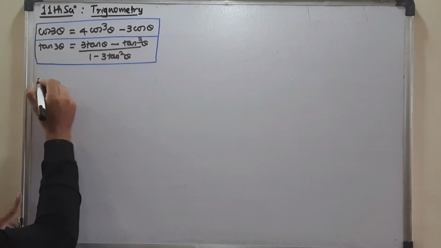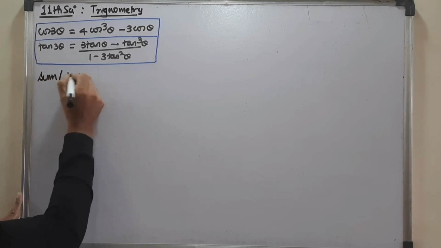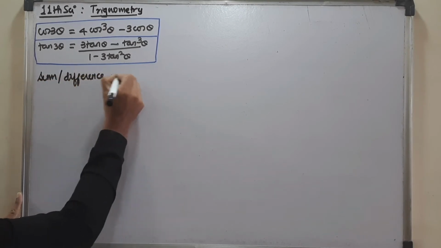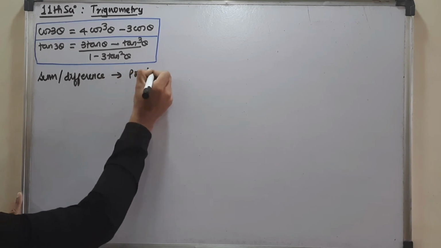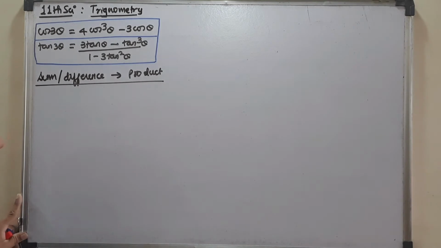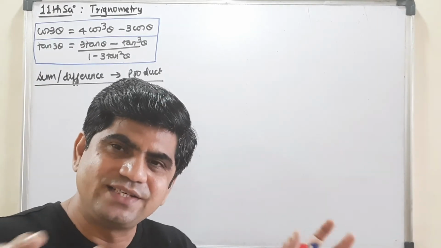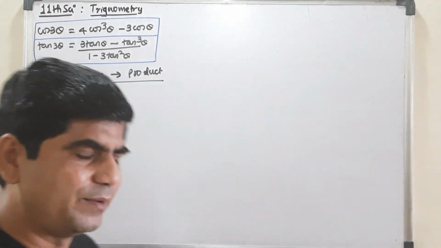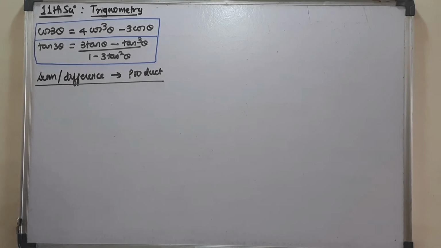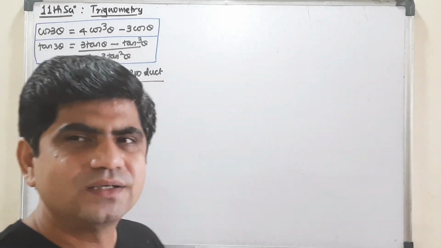Now let us convert sum or difference to product. That is, in short, factorization. Factorization you do, right? Terms are there and you factorize them in the form of a product. It is the same way, but here we don't use A and B, we use C and D, as is customary.